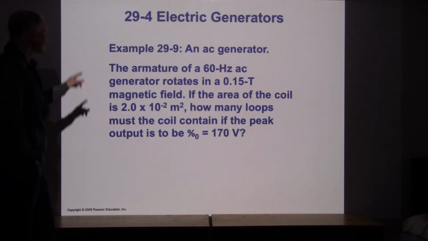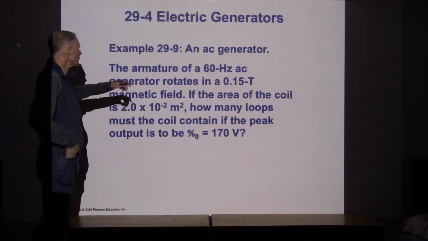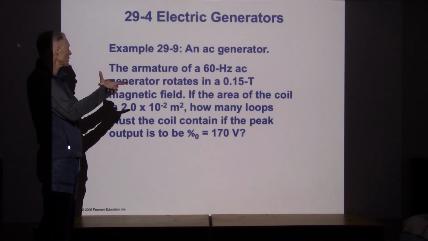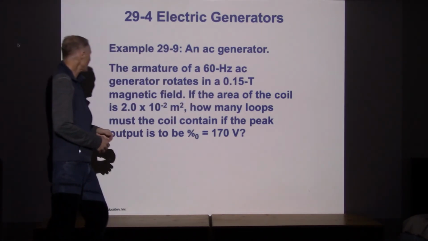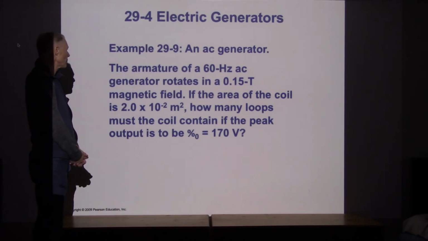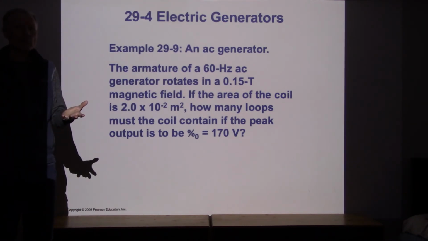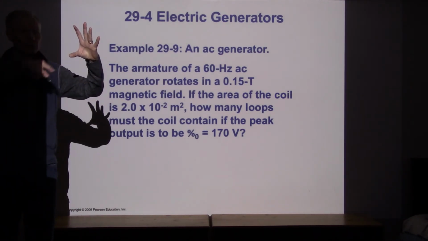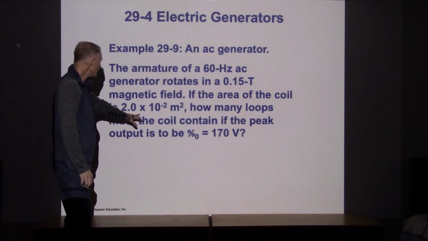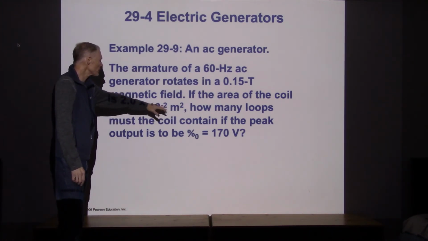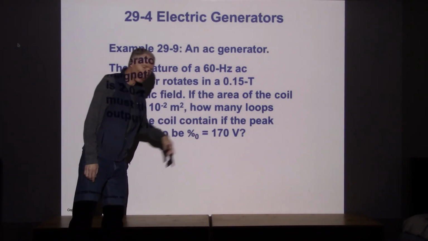So here's an example. It says I've got an AC generator. It's a 60 hertz generator. It's going to be spinning at 60 cycles per second. That's pretty fast. I'm going to be using a 0.150 Tesla magnetic field. The coil, the wires that we have, it doesn't matter what shape we put those loops in. Whatever area is enclosed within each of those loops, this one is 2 times 10 to the minus 2 square meters. How many loops are we going to need if we want to get our peak voltage of 170 volts?